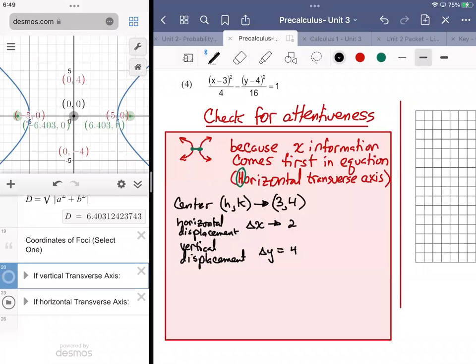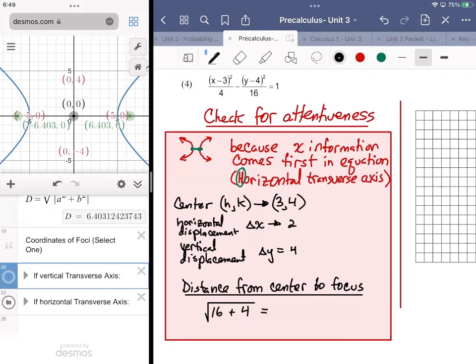So then before I even get to the graph, what I would do is compute the distance from center to focus. All right. So the distance from center to focus is going to be the square root of the sum of the 2 denominators. Big one first, little one second, just for consistency, but it doesn't really matter. 16 plus 4 gives you a rad 20. All right.